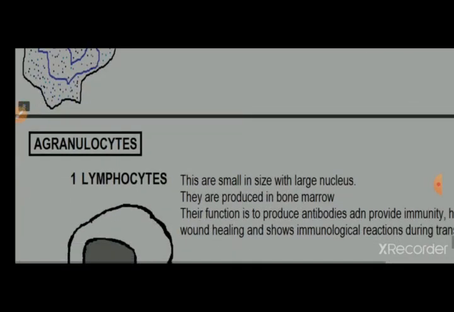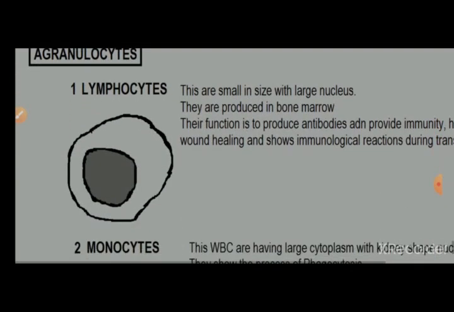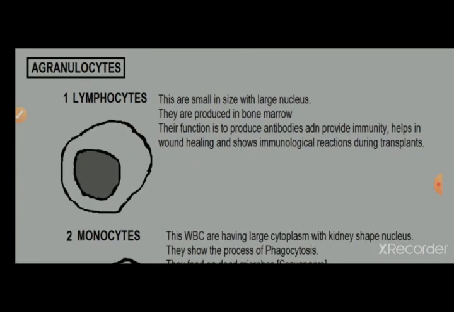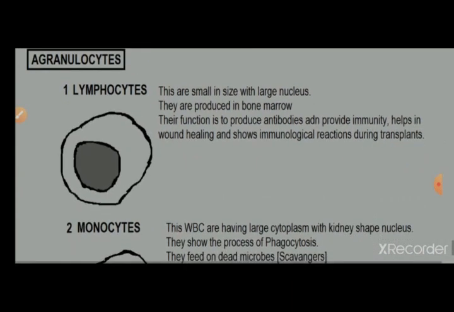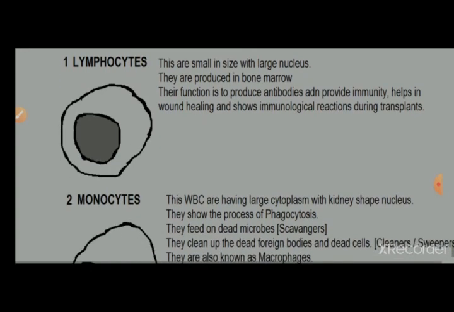Let us move on to the agranulocytes. In agranulocytes there are two of them, that is lymphocytes and monocytes. Lymphocytes are small in size, they have a large nucleus and they are produced in the bone marrow, and their function is to produce antibodies, and they also help in wound healing and immunological reactions during transplants.